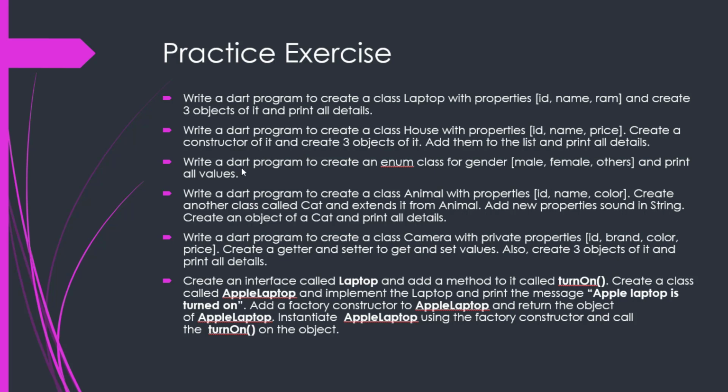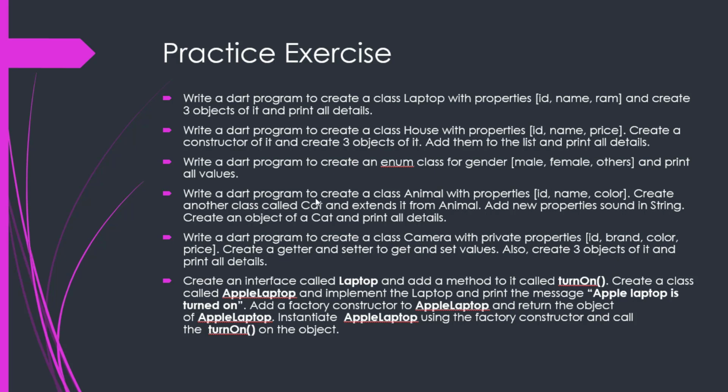The next one is: write a Dart program to create an enum class for gender male, female and others and print all values. This is also simple. The next one is: write a Dart program to create a class animal with properties ID, name and color. Create another class called cat and extends it from animal. Add new properties sound in string. Create an object of cat and print all details. This is question related to inheritance. I hope you will solve it.